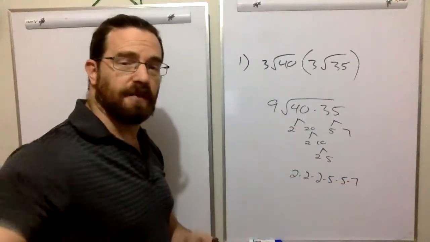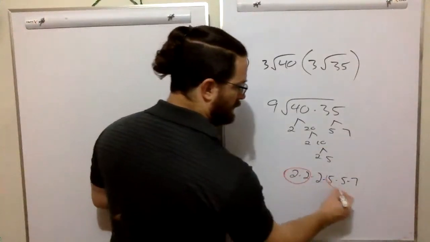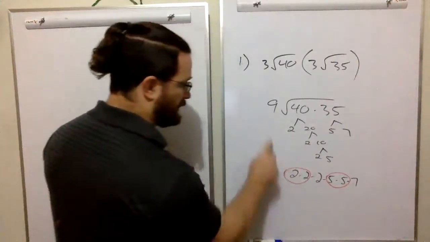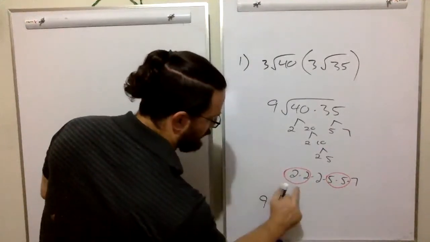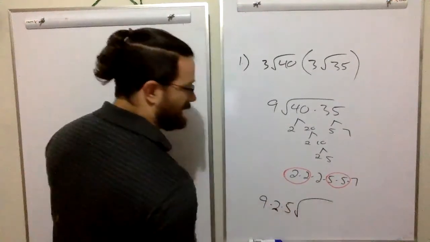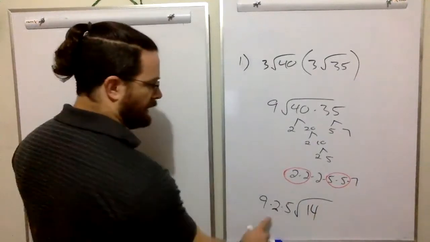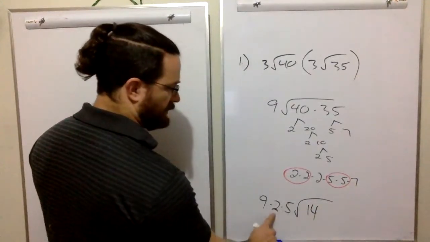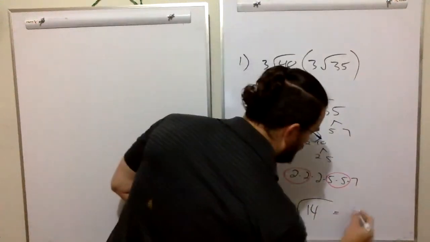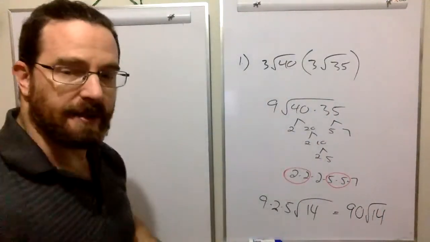After that, since I'm looking for my perfect squares, circle everything that appears twice. So I get a 2, and here I get a 5. On the outside, we still have the 9, and then we get a 2 and a 5. On the inside, I'm still left with a 2 and a 7, which make 14. When I multiply this together, 9 times 2 is 18, 18 times 5 gives me 90. So I get 90 radical 14 as my final answer.